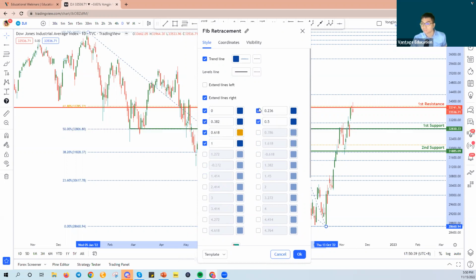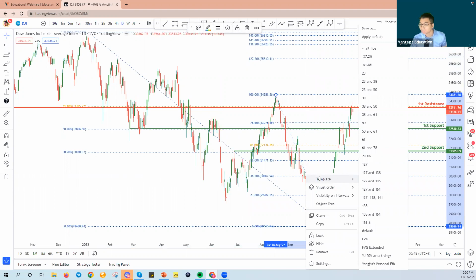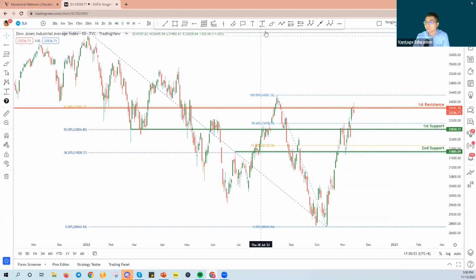We don't need the 23.6. Okay, so drawing out this area, 61% and 78.6%. So yeah, this is how I usually draw. I'm just adding confluence to the area. So we want multiple areas to be close to each other to confirm a support or resistance area.